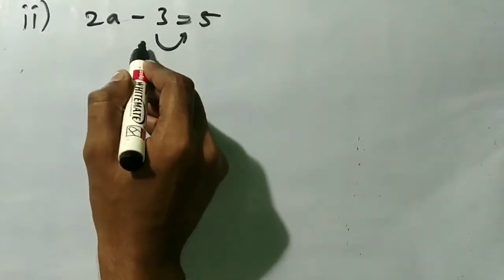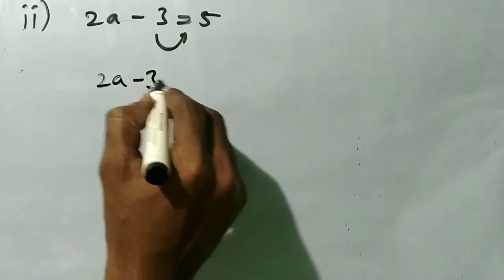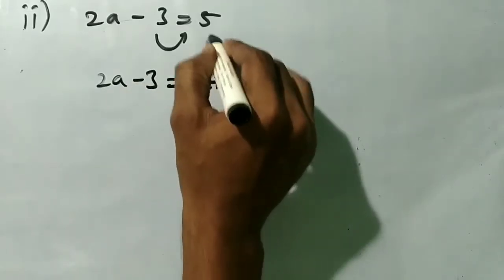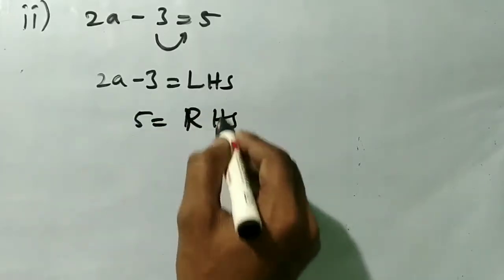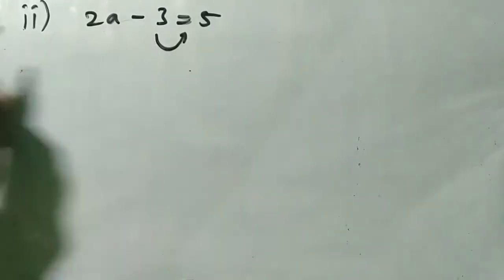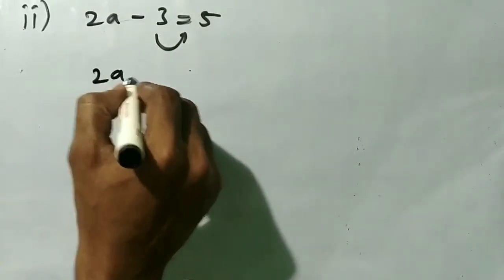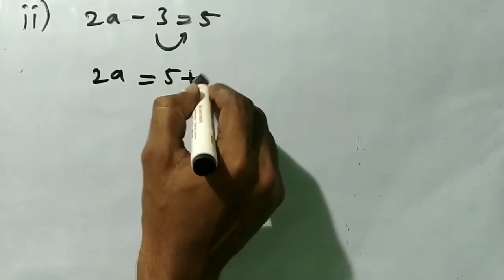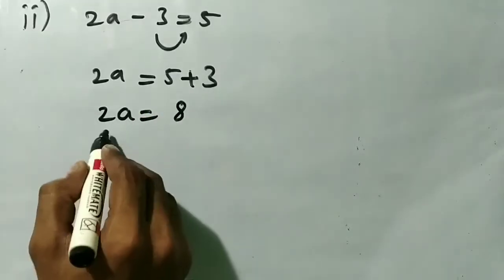So this minus 3 goes to the RHS. We know already that 2a minus 3 is the LHS and 5 is the RHS. So we need to write again. This minus 3 going to the RHS becomes plus 3. 2a is equal to 5 plus 3, which is equal to 8.